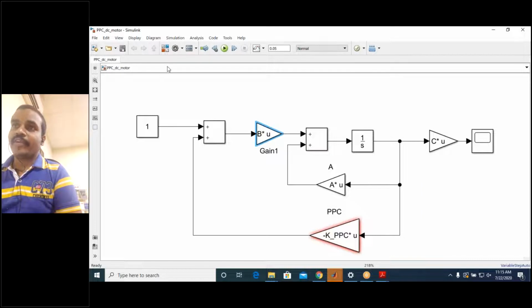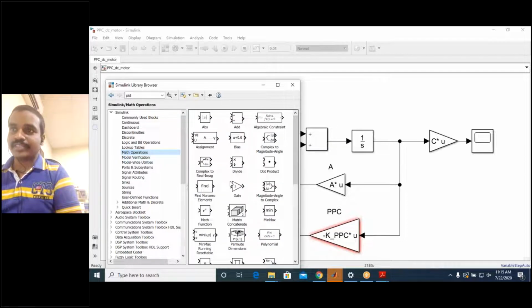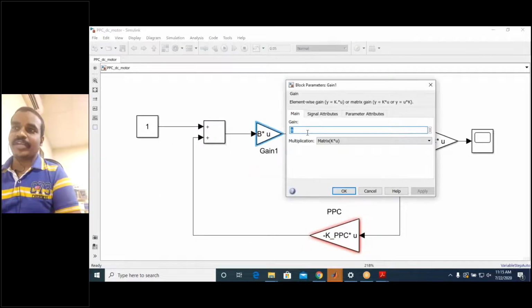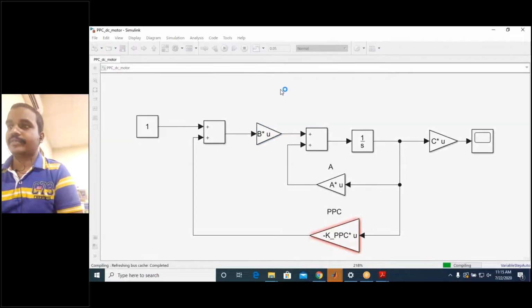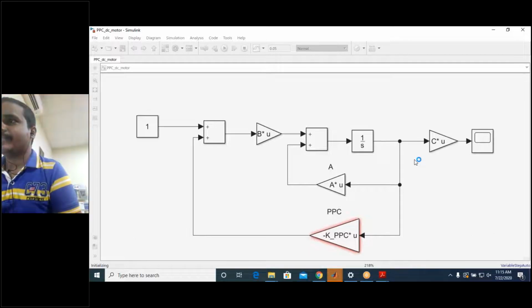And this gain block, you will get it from math operations. This is the gain block you have to select, and double click, and you have to write A, B, C, D, whatever you want. And if I run this one, this is the first time I'm running this MATLAB Simulink file today. That's why it will take some time.